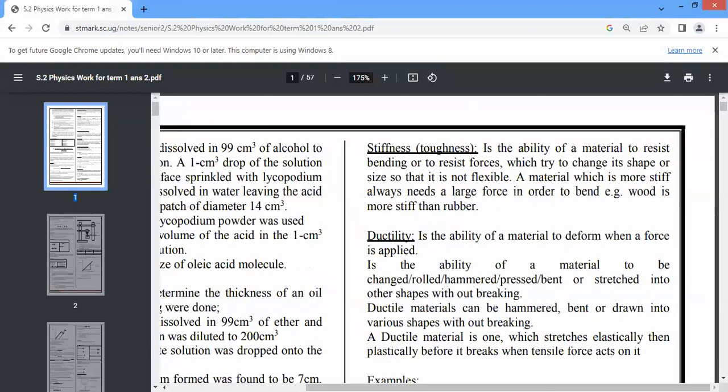Okay, let us now look at another factor. Sorry, another mechanical property, because the first one was strength. Now, the other mechanical property that we are going to write about now is stiffness or toughness. So we are defining stiffness from our document here, that it's the ability of a material to resist bending or to resist forces which try to change its shape or size.